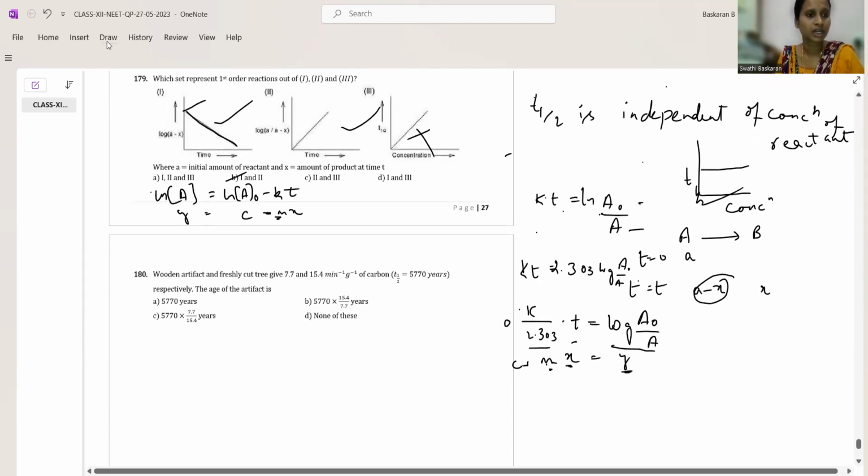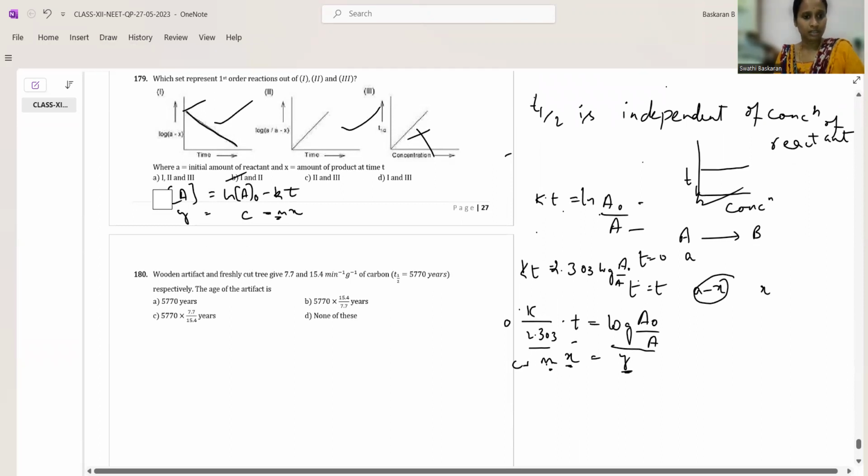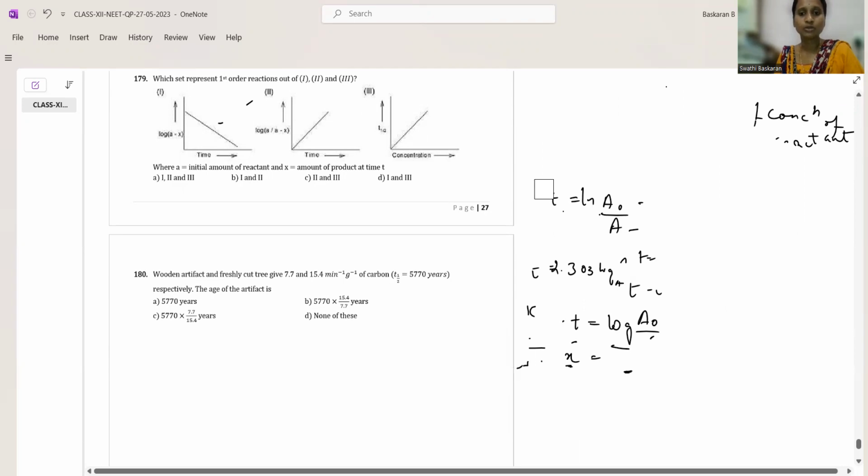And we are at the last question of NEET. So let us also understand the last question too. It is based on carbon dating, right? So carbon dating, one thing you have to keep in mind. There are two important things that need to be kept in mind. What are the two important things?